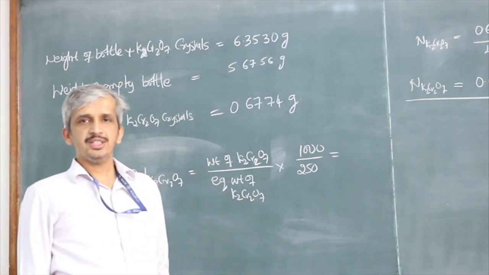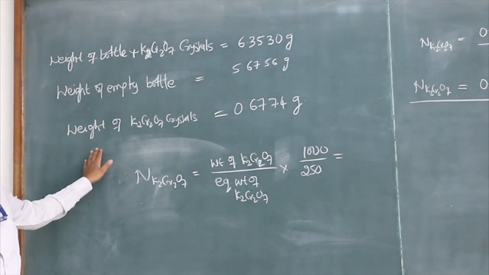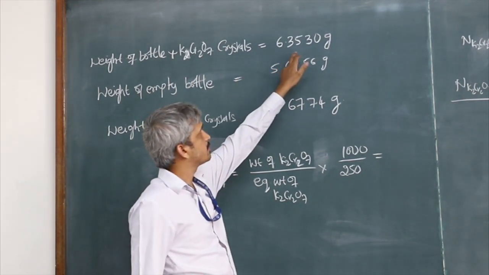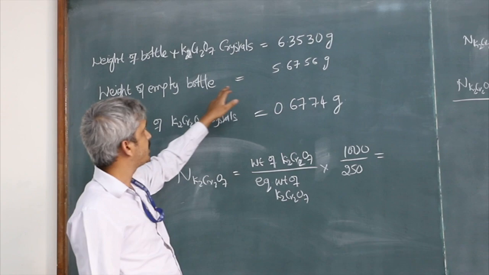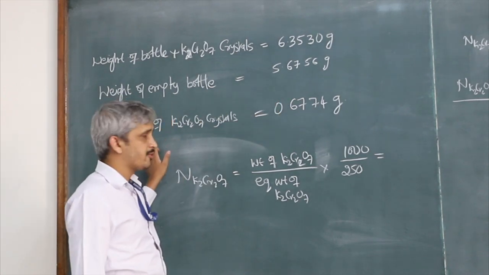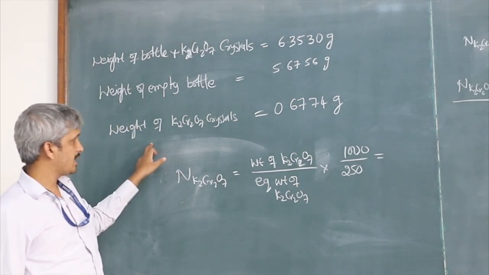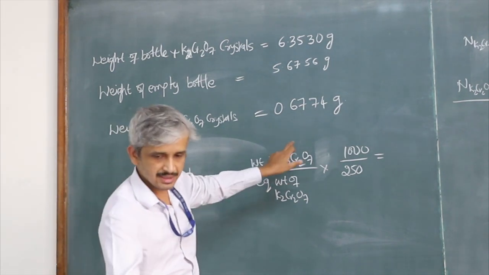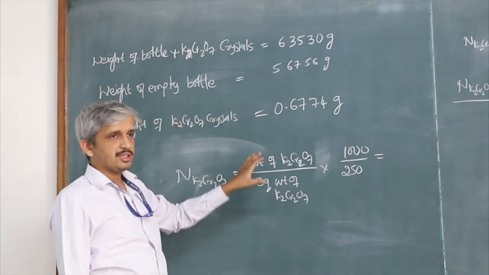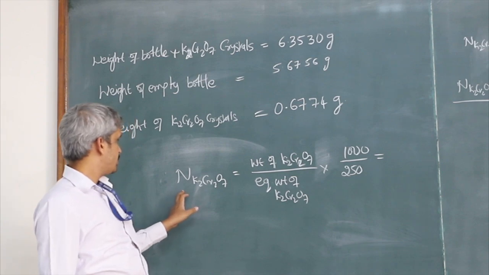So the molarity of the standard solution prepared can be calculated using this formula. So we have used it today. The weight of the bottle plus potassium dichromate crystal was 6.3530 gram, and the weight of the empty bottle was found to be 5.6756 gram. And therefore the weight of the potassium dichromate crystal that is transferred inside the standard flask is 0.6774 gram.